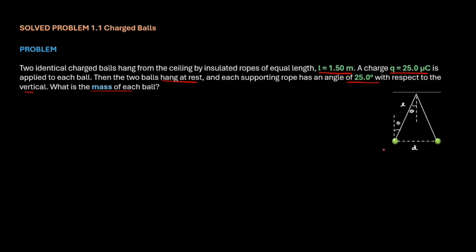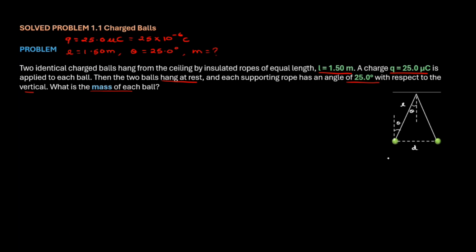So here you have two identical balls. They both have the same mass and the same charge Q, which is given as 25 microcoulomb. Microcoulomb you can write as 25 times 10 to the power negative 6 coulomb. They are both suspended by ropes of length 1.50 meter, and these ropes make an angle of 25 degrees with the vertical. We need to find what is the mass of each ball.